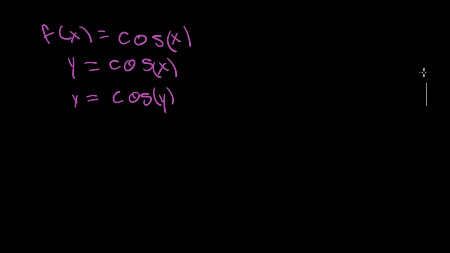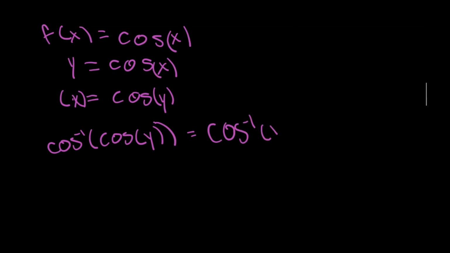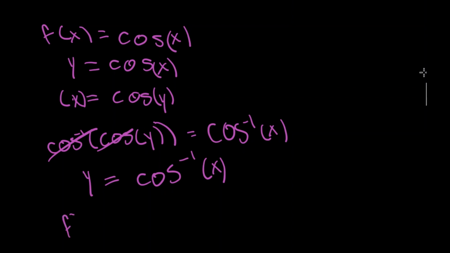And the only way we can isolate y is by doing the inverse of cosine, or it's also commonly referred to as arc cosine. So we're going to do inverse cosine of both sides: inverse cosine of cosine of y is equal to inverse cosine of x. Now the inverse cosine and cosine will just cancel, leaving you with y is equal to inverse cosine of x. Again, let's change the notation. So f inverse of x is equal to inverse cosine of x.